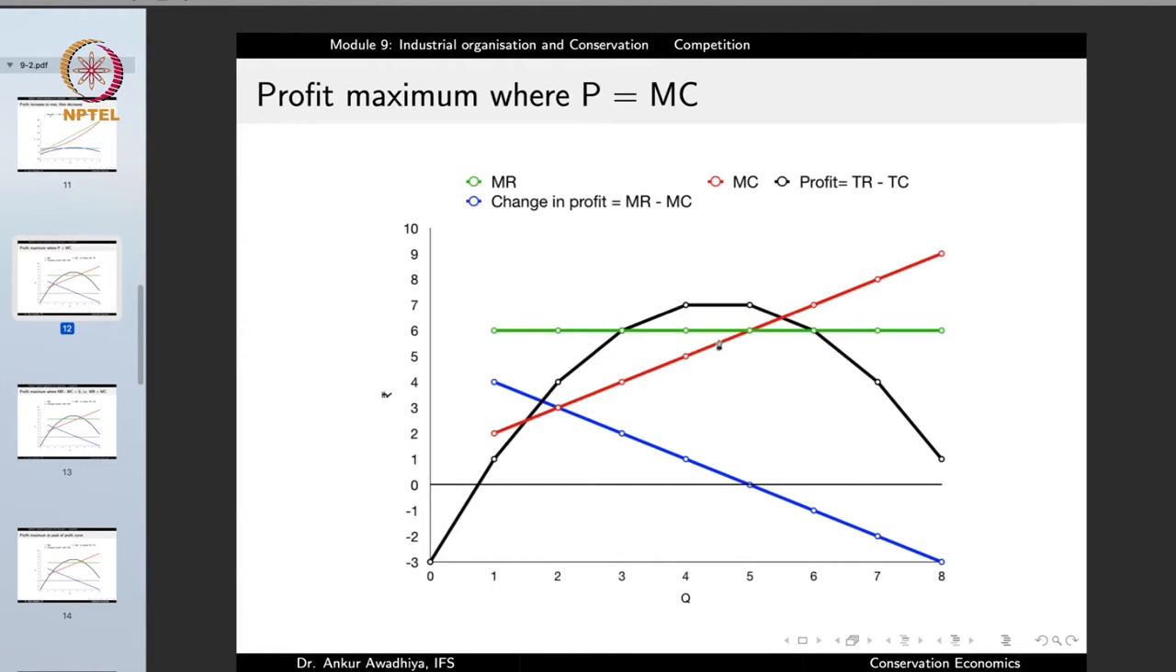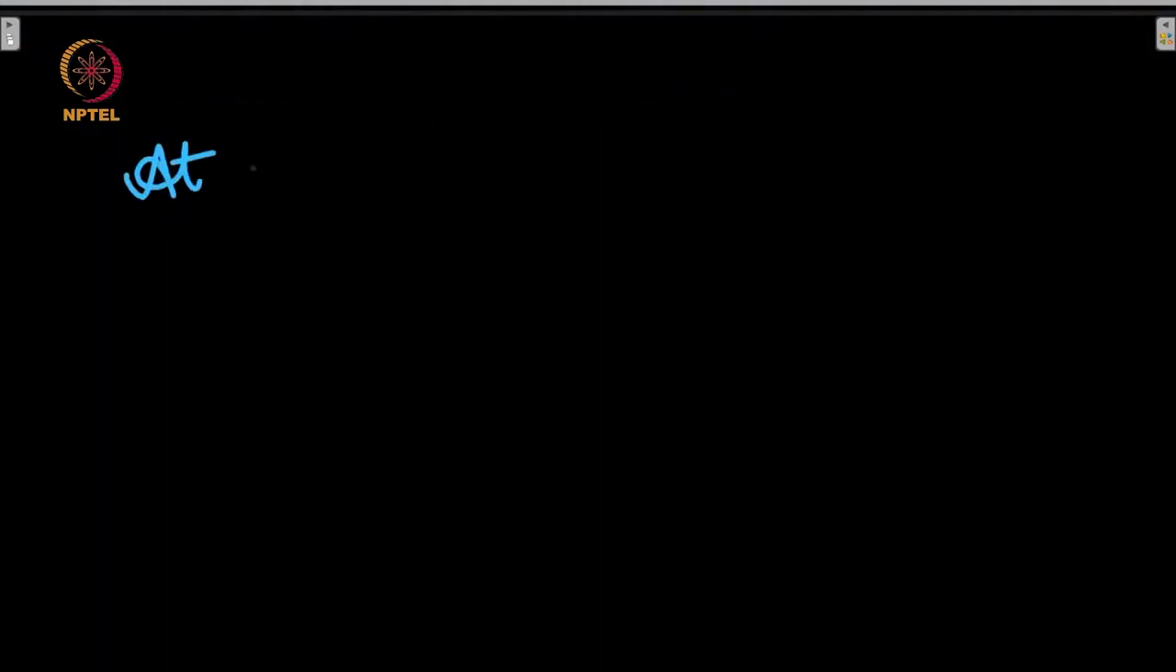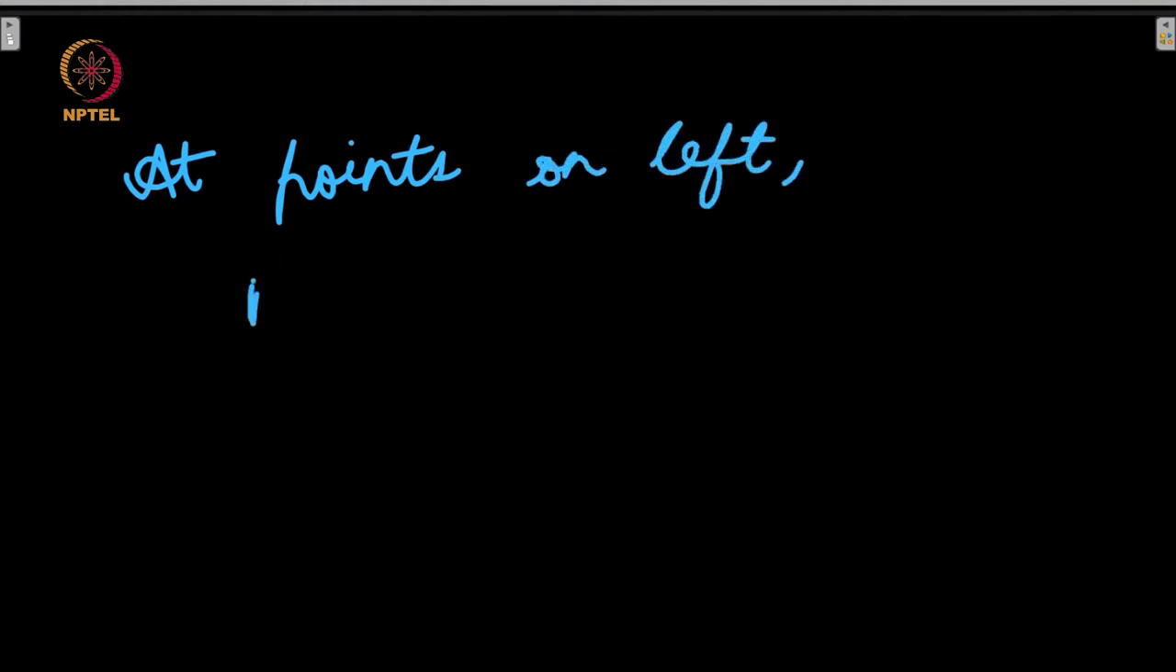The thing is, to any point to the left of this point, this is our point that we are interested in. At any point to the left, we have a situation where the marginal revenue, which is given by the price, is greater than the marginal cost. So what we are saying here is that at points on the left, the marginal revenue, which is equal to price, is greater than the marginal cost.